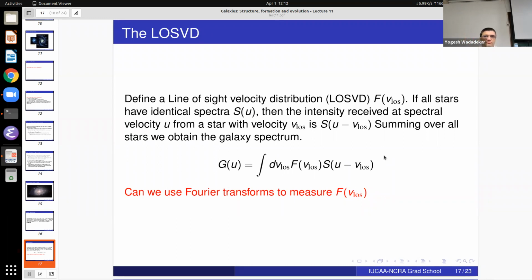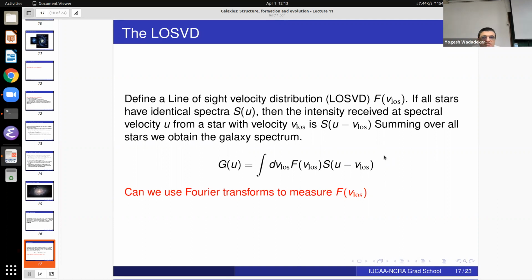Okay, we have to shift the velocity. Summing over all stars, we can then obtain the galaxy spectrum. So what do we do for every star? We find out what is its V_LOS, find out what is its Doppler shifted spectrum, and we are making a simplifying assumption that all stars have the same spectrum. That is incorrect, but we'll come to that later. And if you know the distribution in velocities, you can integrate over all line of sight velocities and get the overall spectrum of the galaxy. This will be the Doppler broadened spectrum of the galaxy.